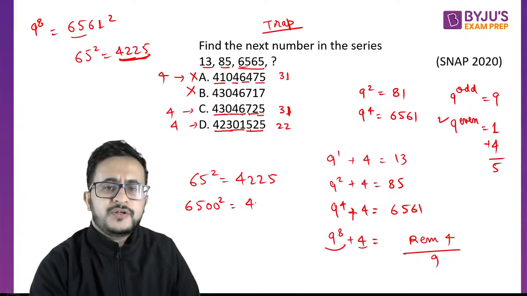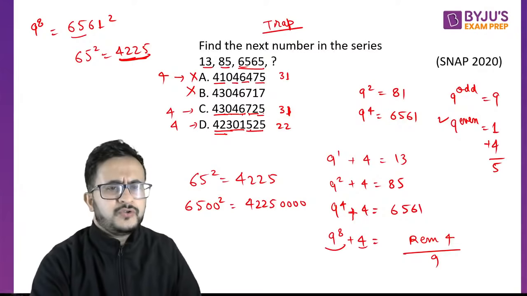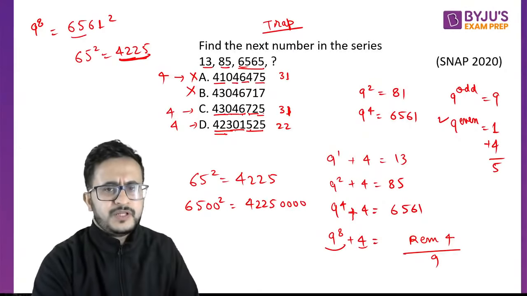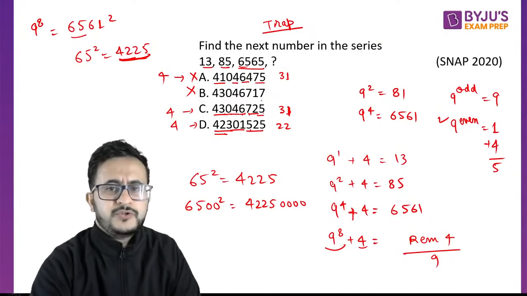6500 का स्क्वायर होगा 42250000. नाउ इफ यू टेक 6500 65 का स्क्वायर, दिस इज 4230. थोड़ा बड़ा नंबर आना चाहिए, isn't it? It should be somewhat a larger number. Okay, so you can pick.